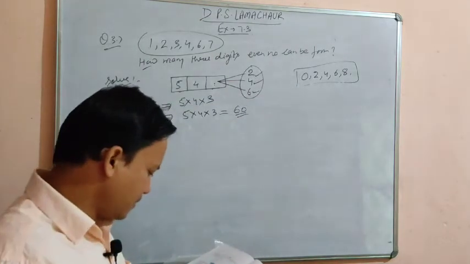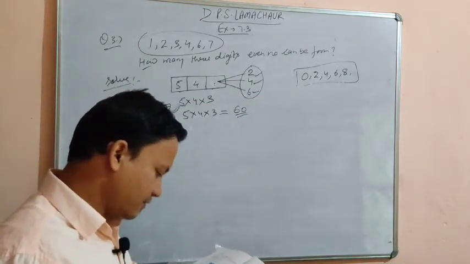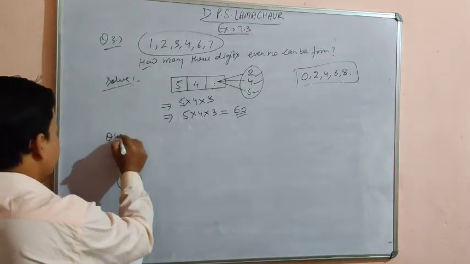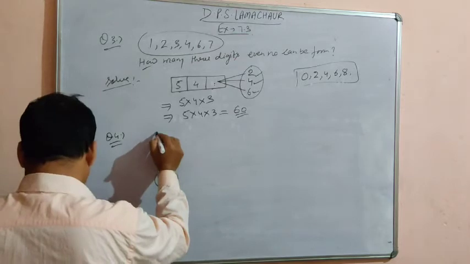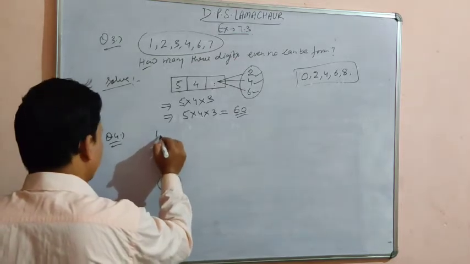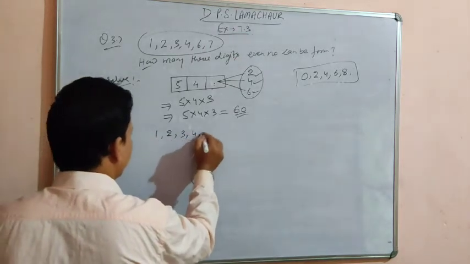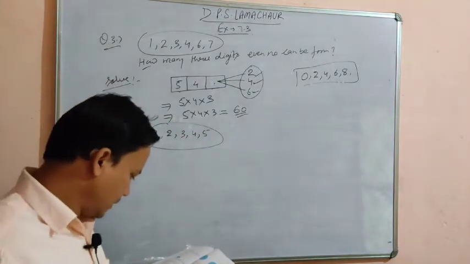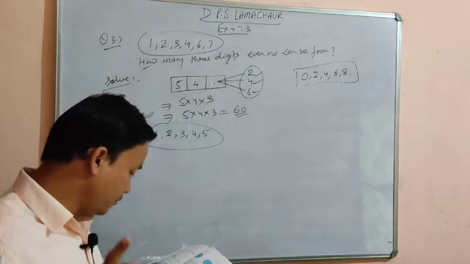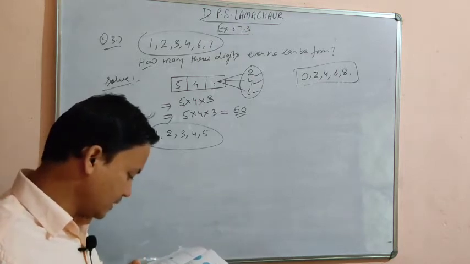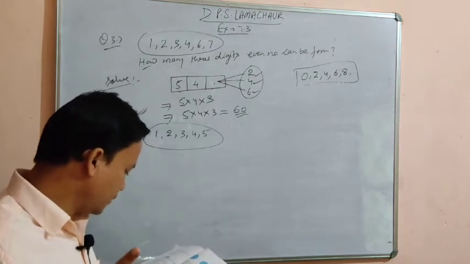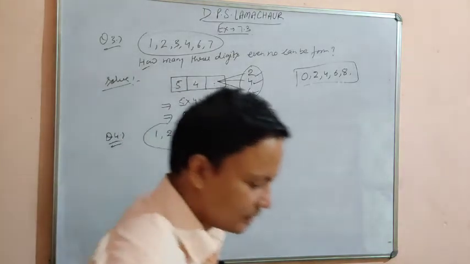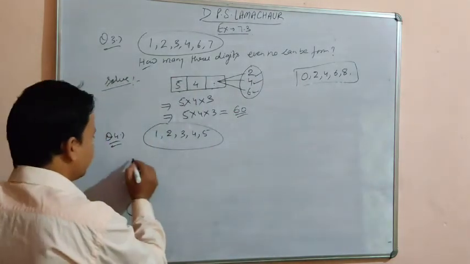Find the number of 4-digit numbers that can be formed using the digits 1 2 3 4 5. Question number 4, we have been given the numbers 1 2 3 4 and 5. Okay, we have 5 options here. And what do I have to do? Find the number of 4-digit numbers that can be formed using the digits 1 2 3 4 and 5. If no digit is repeated, how many of these will be even? There are 2 conditions.